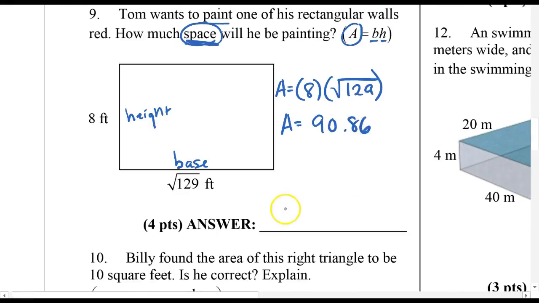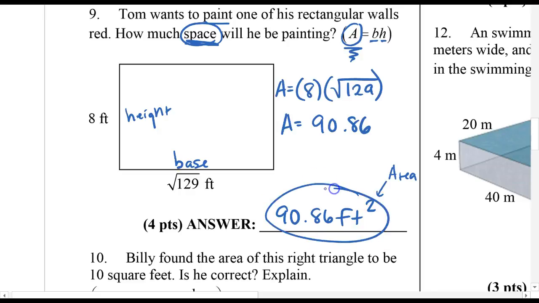And I'm going to put my final answer here, 90.86. And remember to use the correct units. When we talk about area, it's 90.86 feet squared. Okay, remember, we always put the squared if it's area. If it's perimeter length, you don't put an exponent there. Okay, and that's your answer.